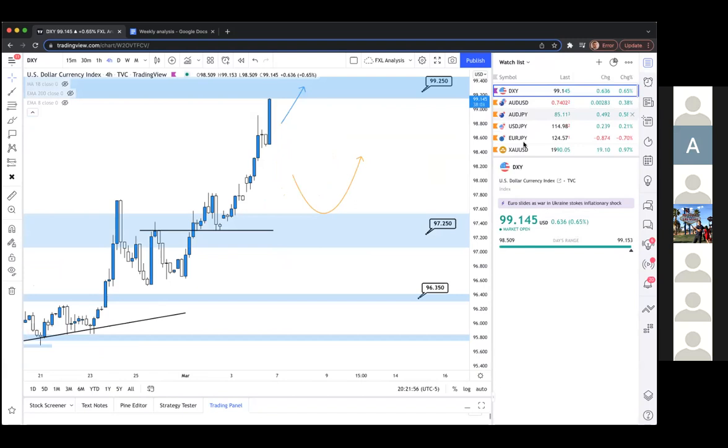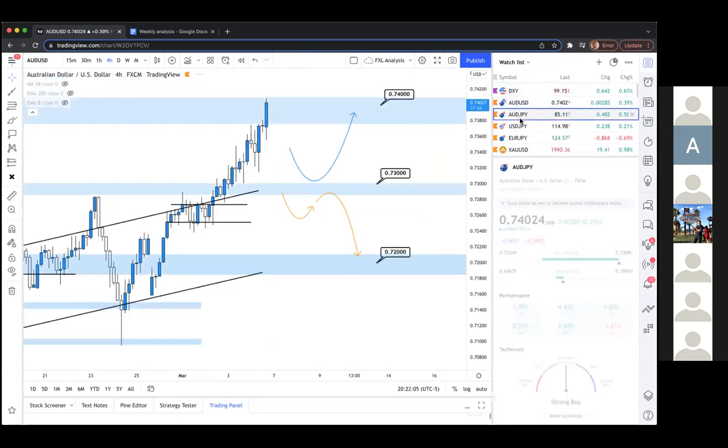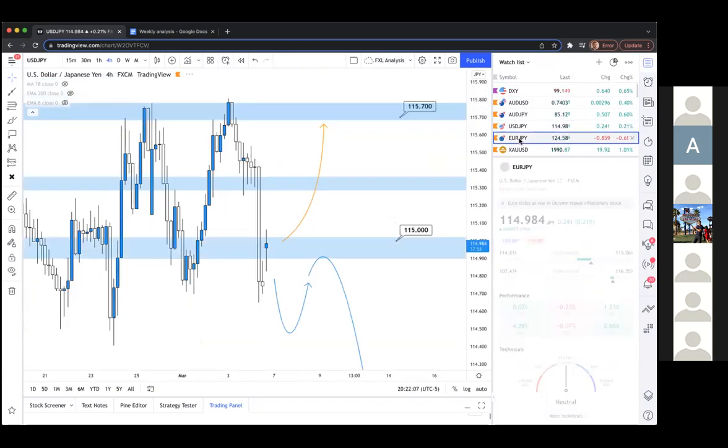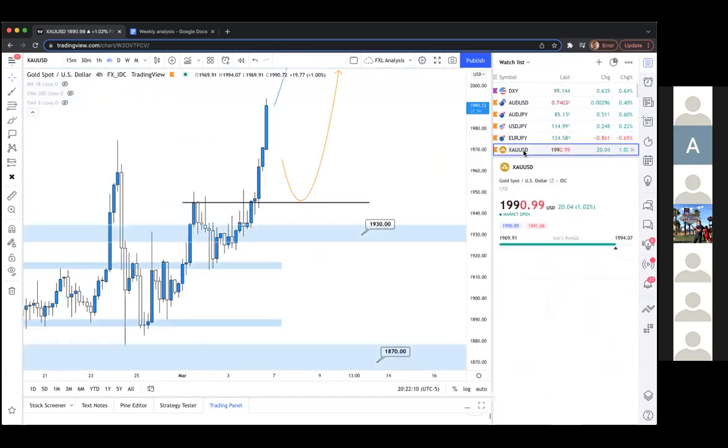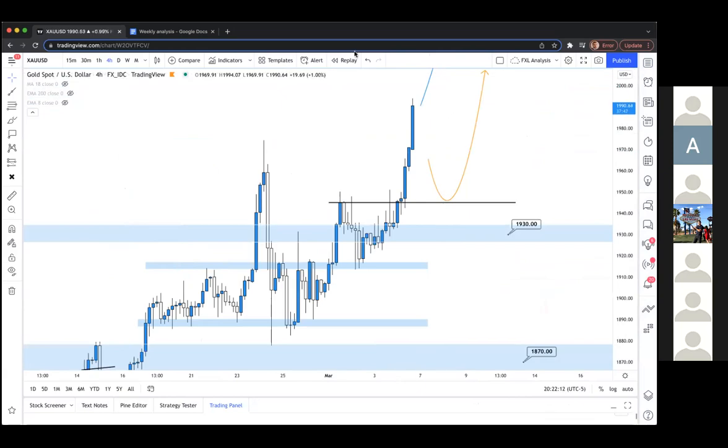But yeah, that's all I got for you guys. We could do a quick recap. Covered DXY, which is currently strapped to a rocket. This thing is going to the moon. Covered AU, AJ, UJ, EJ, and gold. All right, so yeah, just another analysis.